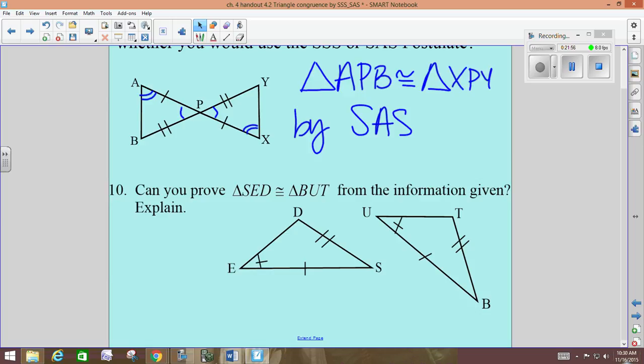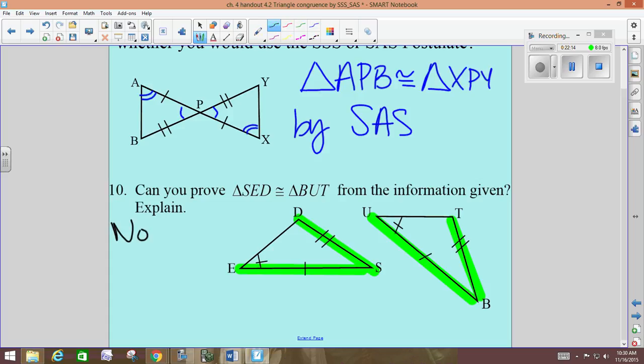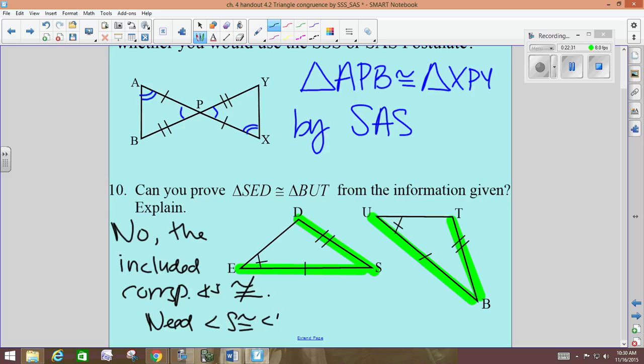But it's also not side, angle, side, because my two sides that are marked congruent do not have the angle between them marked. It's not the included angle. And same on triangle BUT. The two sides that are marked don't give me the included angle. So can you prove? No. Explain. We'll just say the same thing we did before. The included corresponding angles are not congruent. You would need angle S congruent to angle B to prove them congruent by side, angle, side.